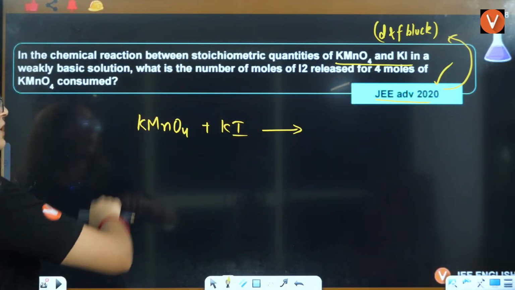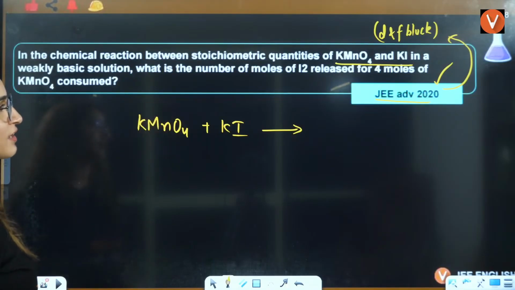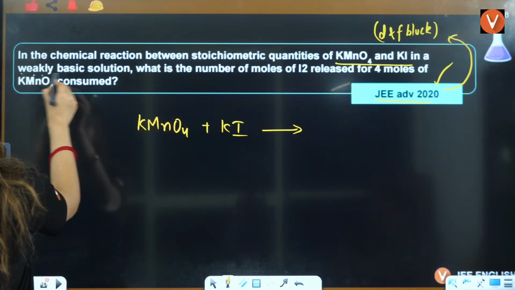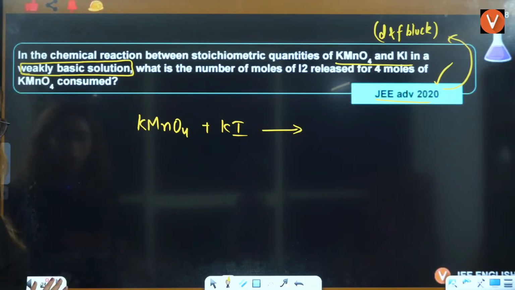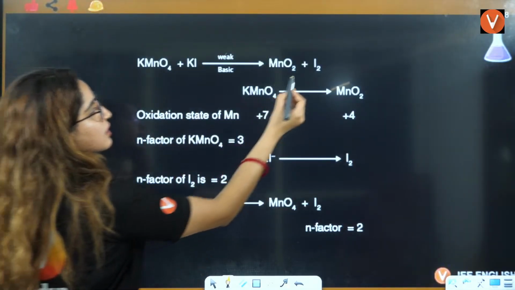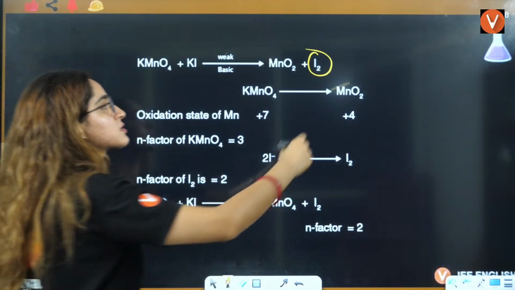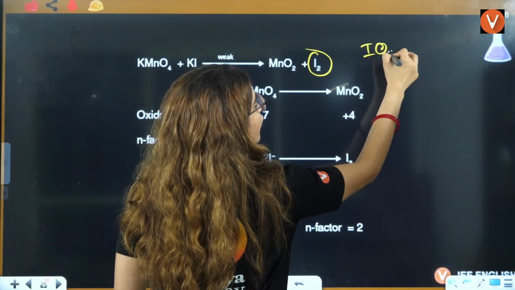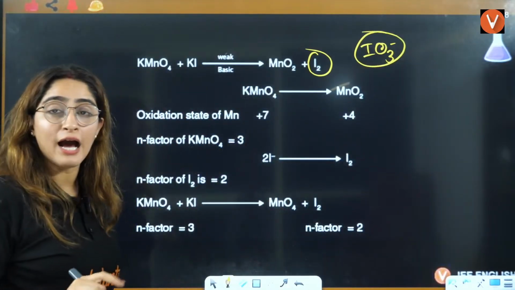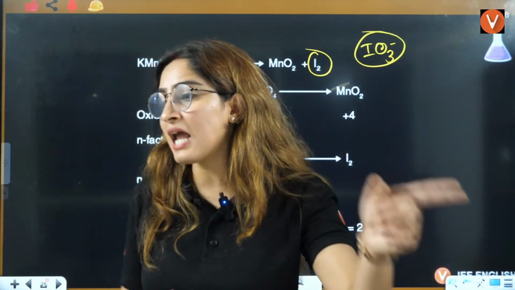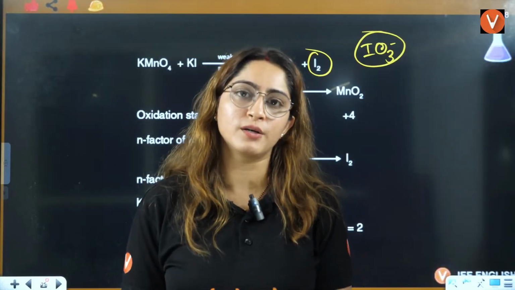So when you solve this, KMnO4 is a very strong oxidizing agent. They are saying it is a weakly basic solution. Now in weakly basic solution, KI is converted to I2. In acidic solution, it is converted to IO3 negative, that is the iodate ion. This you will study in class 12th d and f block.